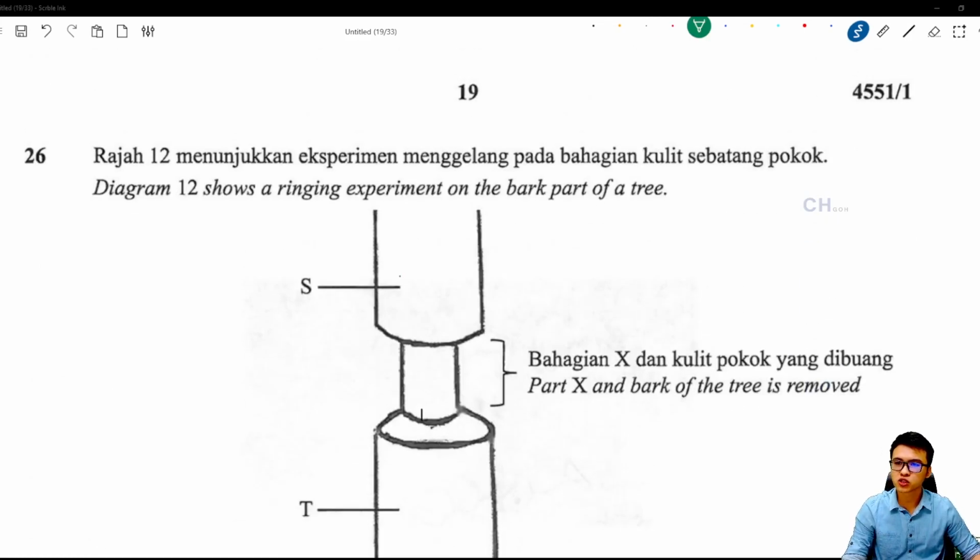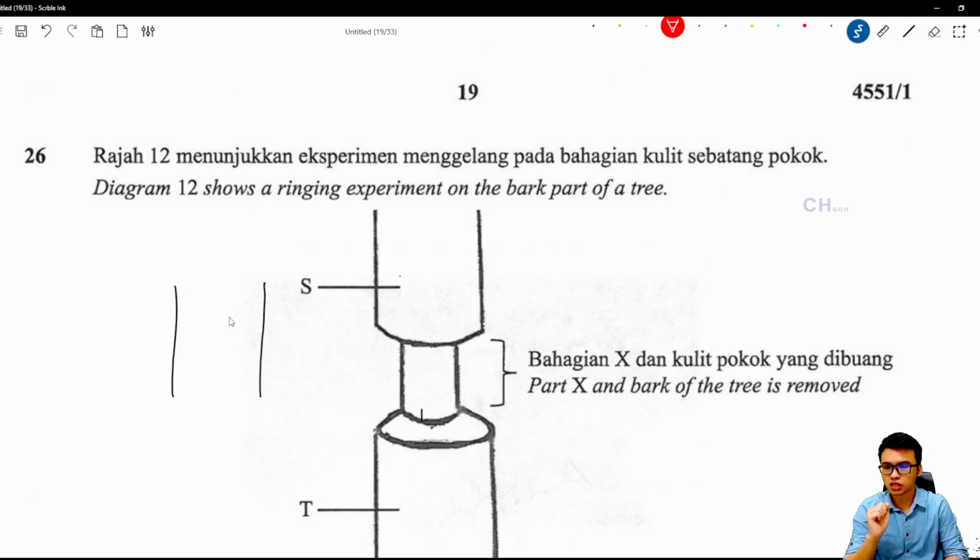So guys, let's look at question 26. Diagram 12 shows a ringing experiment on the bark part of a tree. This kind of experiment is trying to remove the outer part of the stem, which is the phloem. If you still remember, this is how the stem looks like. Outside will be the phloem. Okay, the red line is the phloem, and in the middle we have the xylem.